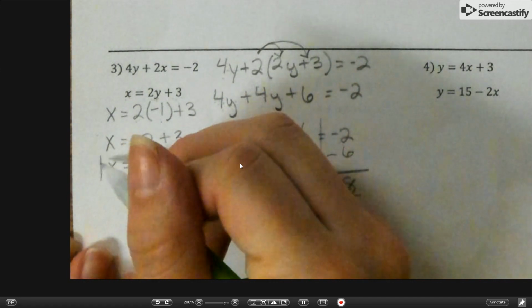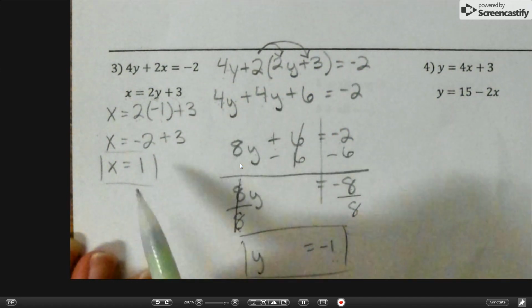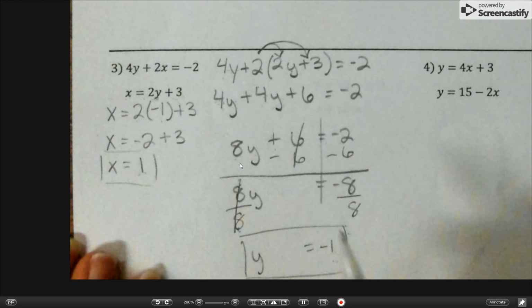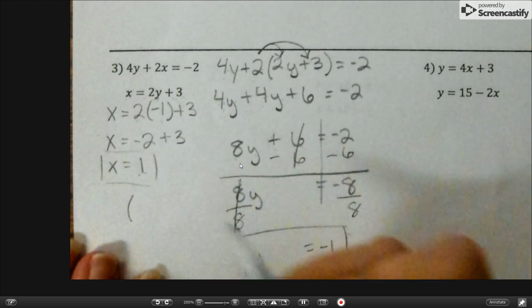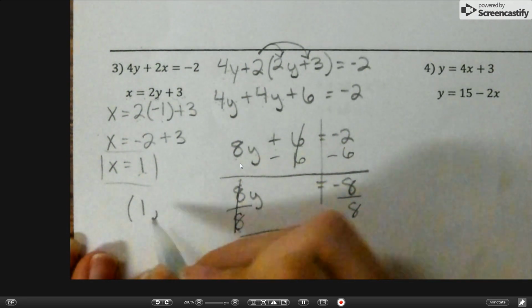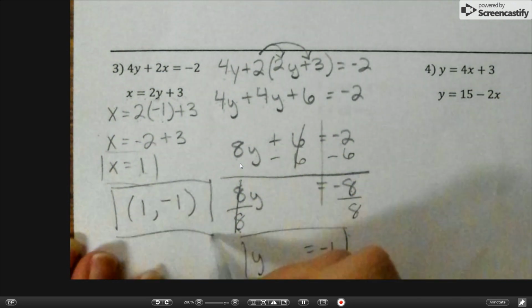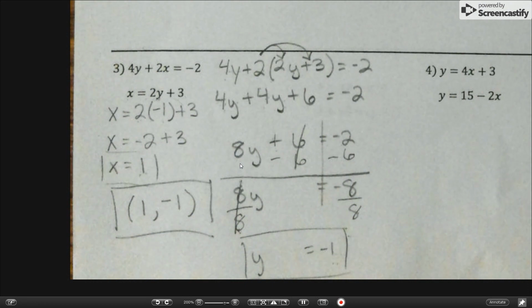So our whole answer is going to be the coordinate where this is the x value and this is the y value. So our answer is going to be a point. It's going to be the value 1, negative 1. Okay, so that's our answer. That was how to solve a system of equations using substitution.